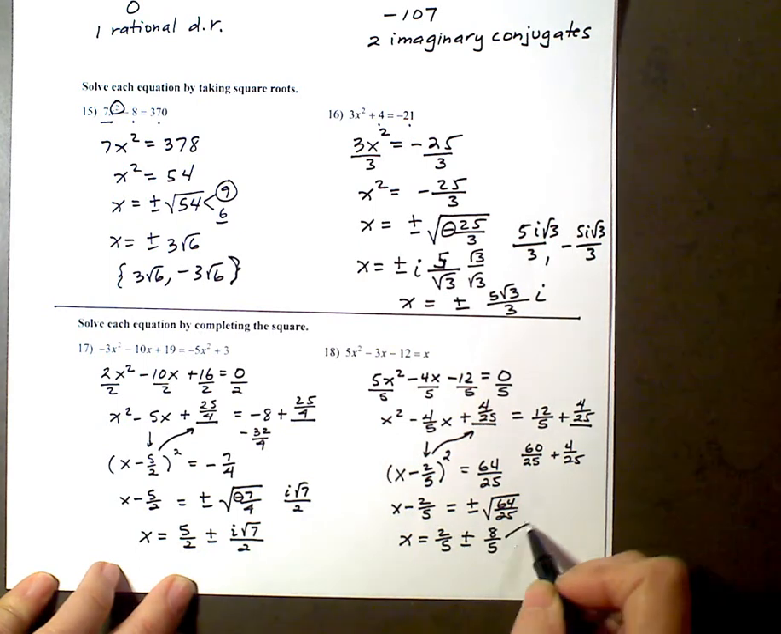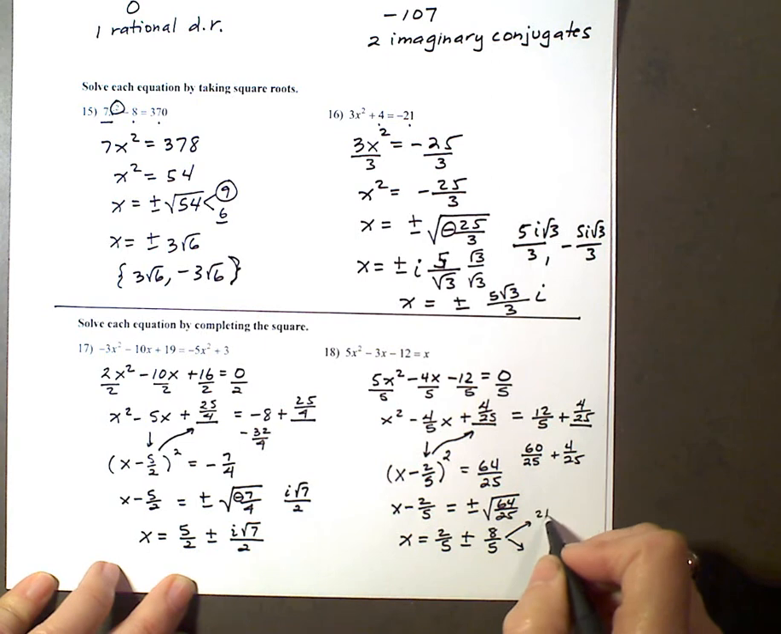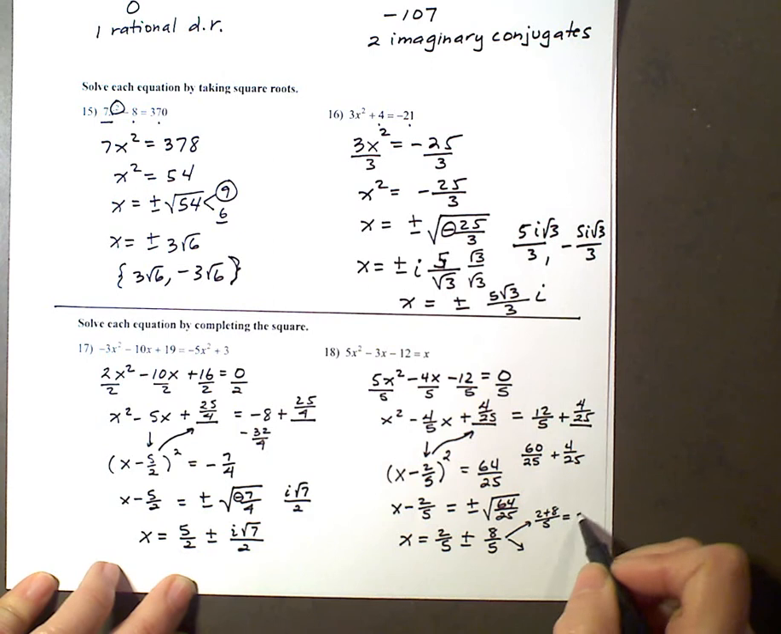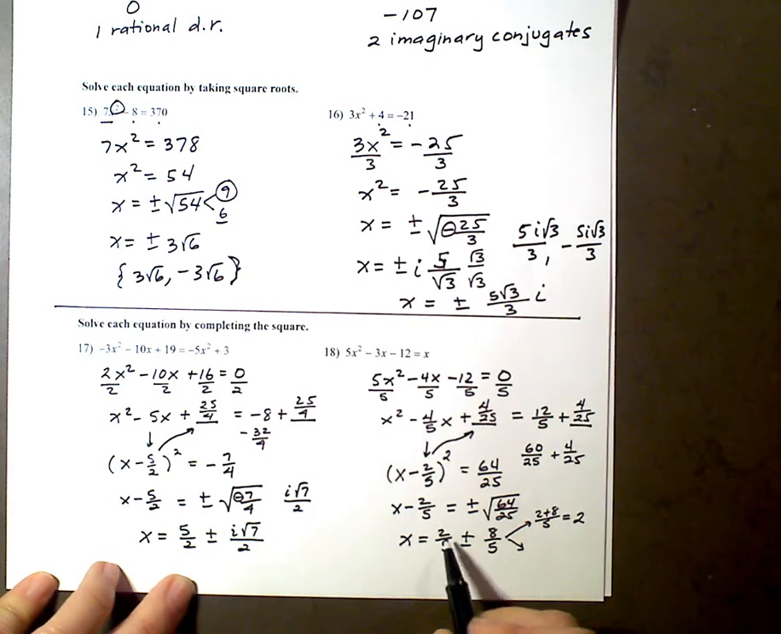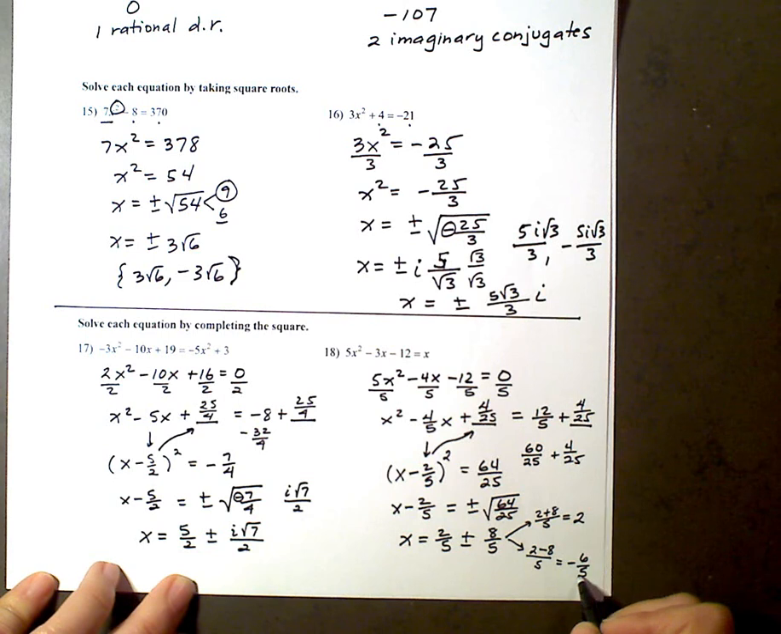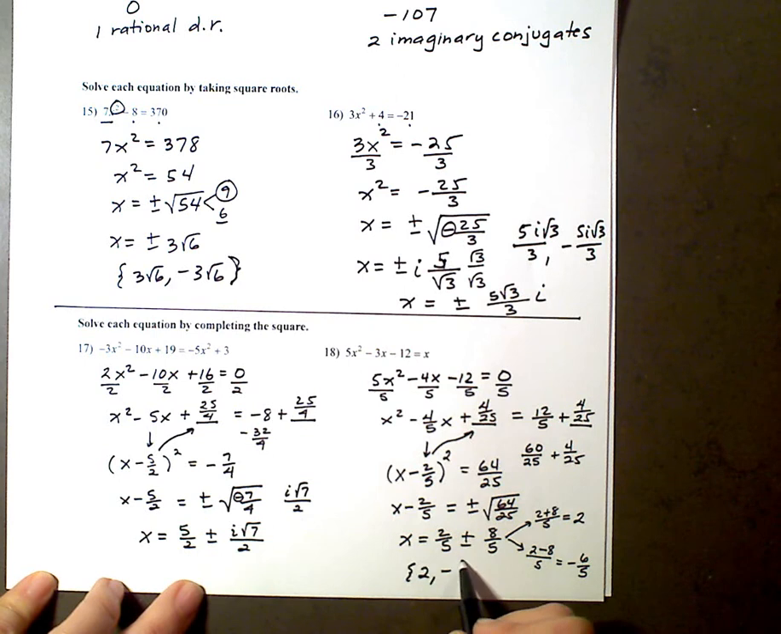So on the plus path, I get 2/5 plus 8/5, or 2 plus 8 over 5, which is 10/5, which is 2. On the minus side, I get 2/5 minus 8/5, or 2 minus 8 over 5, which is negative 6/5. So on this one, my solution set is a positive 2 and a negative 6/5.